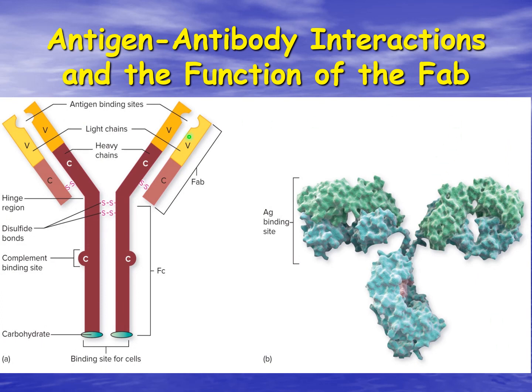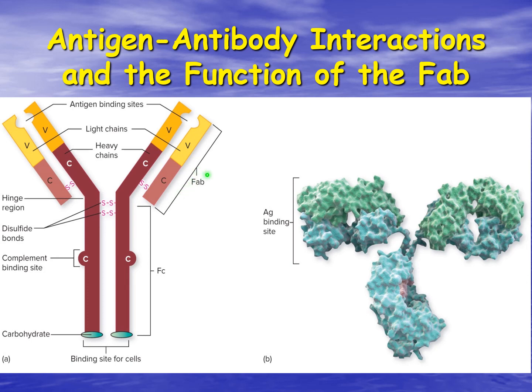So we see here our four polypeptide chains. We have two light chains and two heavy chains. The two light chains are bound to the heavy chains by disulfide bonds, and the two heavy chains are bound together by a double disulfide bond. They may have carbohydrates added, especially to the Fc region, or they may have some other things as well. But they basically form this kind of Y-shaped structure.